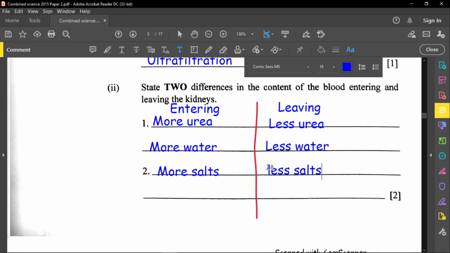All right, so great, there we have it: 3 differences. They asked us for 2. You can even put more than 2. You can talk about glucose and so on if need be, but these are the major 3 that you need to think about first once you talk about the kidney and content entering and leaving.